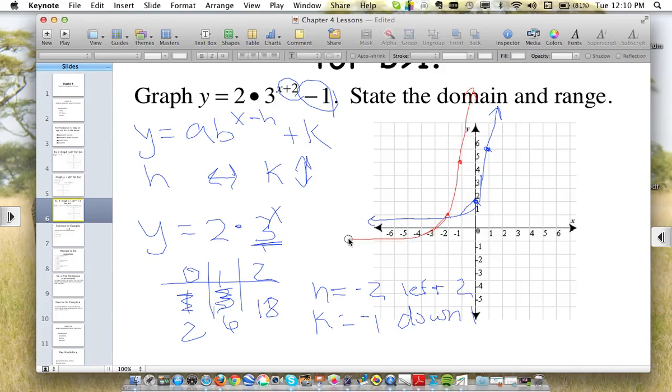Now also notice that because there is a k value, our asymptote is no longer y equaling 0, right? Because we've shifted the graph down. Well, if we shift the entire graph down, that means we also shift the asymptote down. So now your asymptote is going to be at y is equal to -1. So the domain would be all real numbers, and the range would be y is greater than -1.